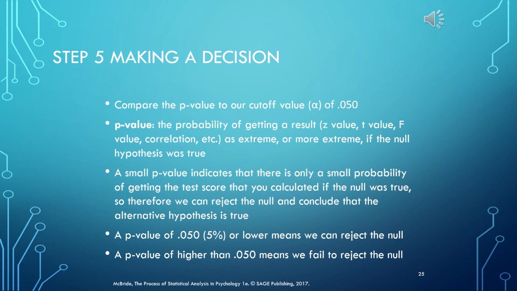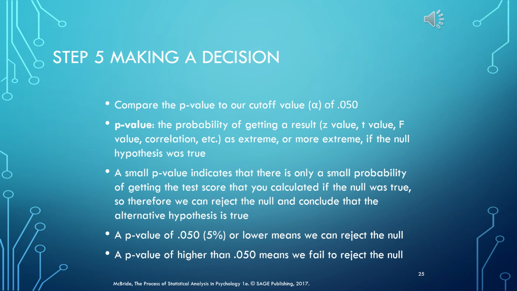Okay, a small p-value of less than 0.05. Remember 0.05, that's our cutoff. That's our alpha level. And so the value that we just found, which is way smaller than 0.05, it's 0.000. A very small p-value of less than 0.05 indicates there's a very small chance of getting that test score that you calculated if in fact the null was true. And so therefore we reject the null and conclude the alternative hypothesis is true.